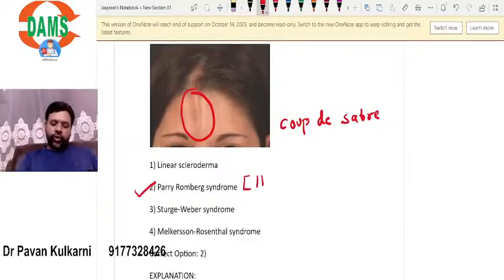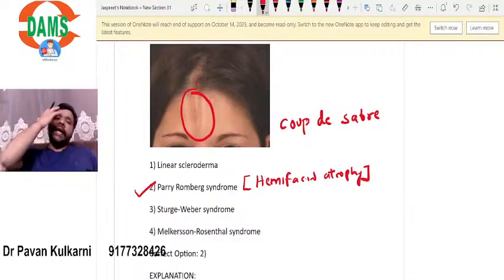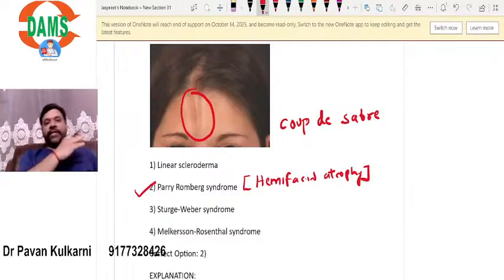Parry-Romberg syndrome is also known as hemifacial atrophy. Hemifacial atrophy is a condition in which one half of the face, skin, muscles, bone, even teeth are small. For example, if the patient has right-side Parry-Romberg syndrome, the right-side teeth will be small compared to the left side. Bone, maxilla and mandible will be small, skin will be very thin, and muscles will be atrophic.